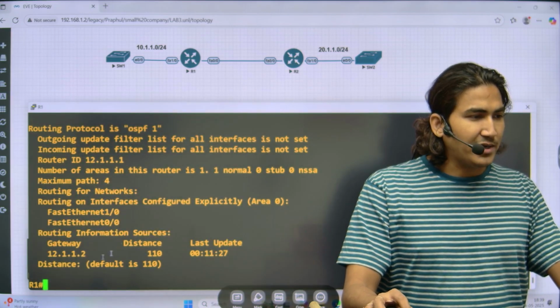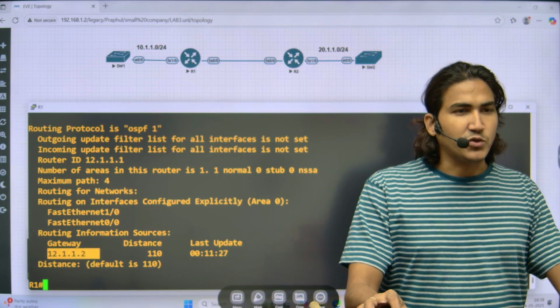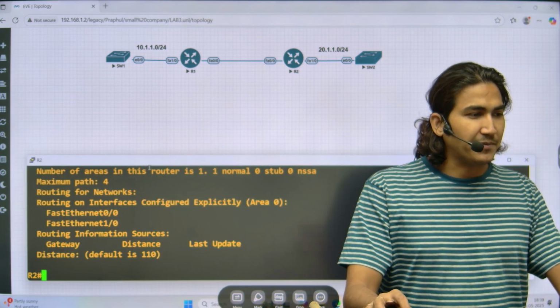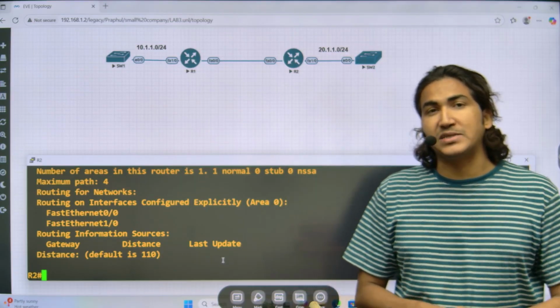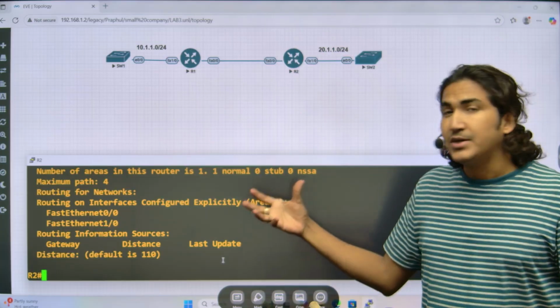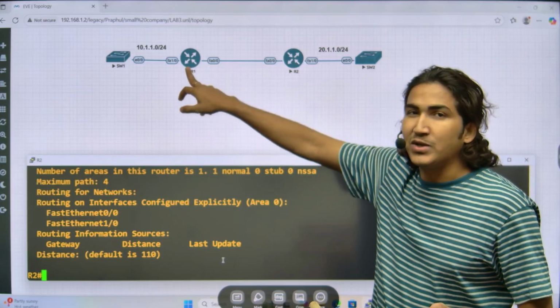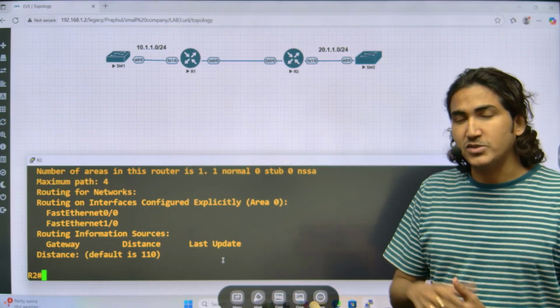On router number 2 we are able to find the gateway IP address is 12.1.1.2, but on router number 1 we are not able to see the gateway. Now if you know the answer, you can let me know in the comment section. Why, what can be the issue here? Because of that we are not able to find R1 as a gateway of R2. What can be the issue?